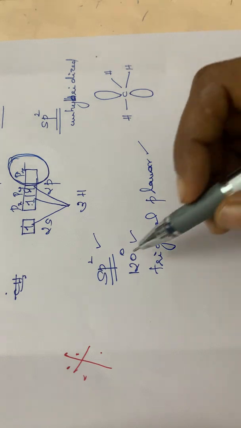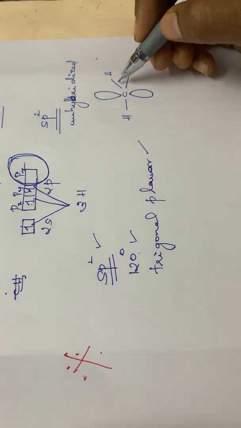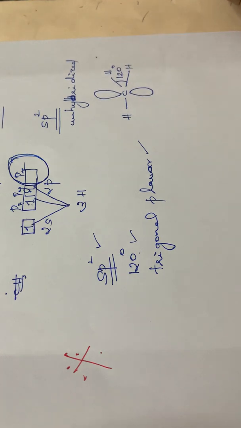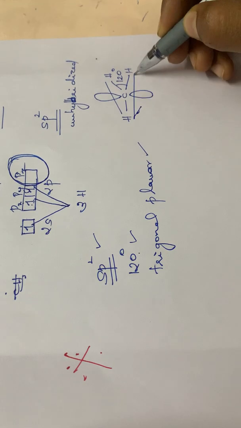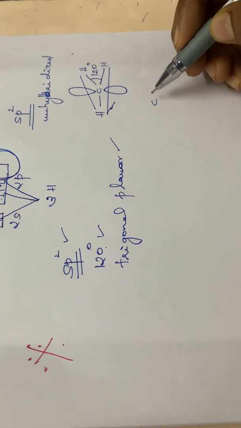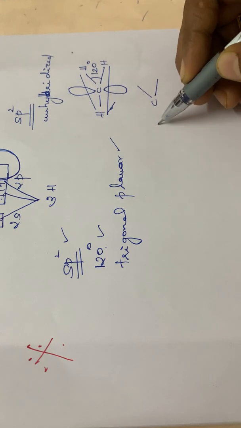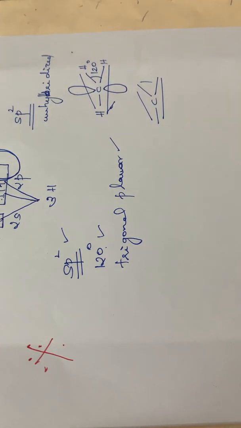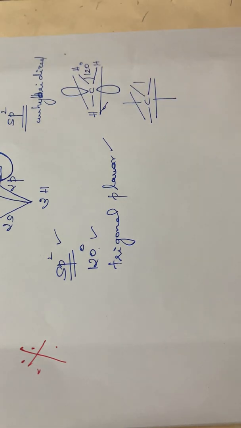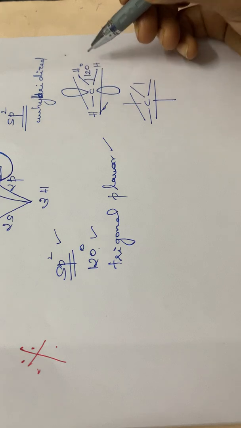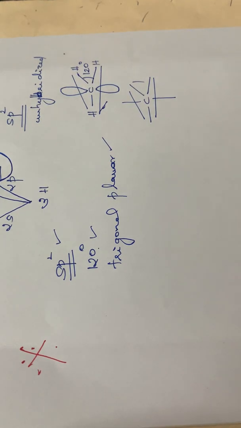Okay, so the hybridization is sp2, bond angle 120 degree, and the geometry is trigonal planar, with the unhybridized p orbital lying perpendicular to the plane of this CH3 group. So while writing the geometry of carbocation, you have to draw the structure also. Also, you have to mark the bond angle, 120 degree. Okay, hope you are clear.